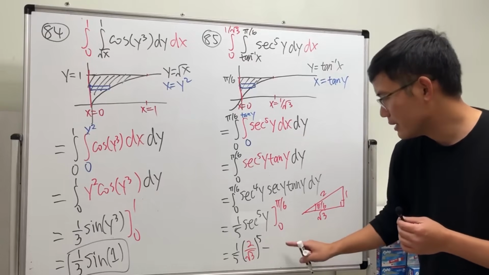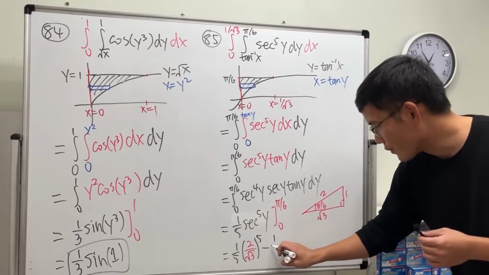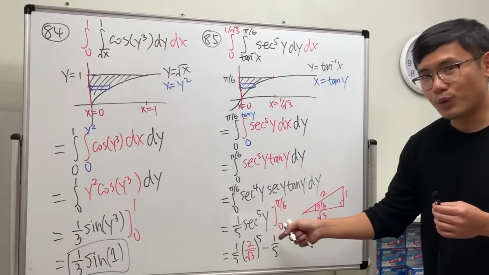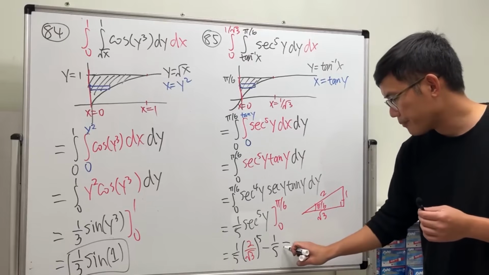And then minus, put 0 in here. We get 1. So it's 1 over 5. Secant of 0 is 1. 5th power is 1, and multiply by that. Okay. Finally, we just clean things up.